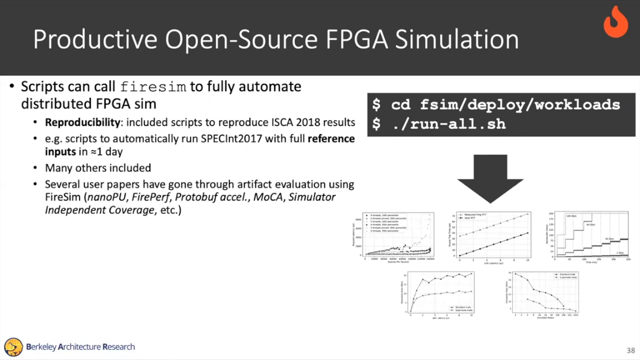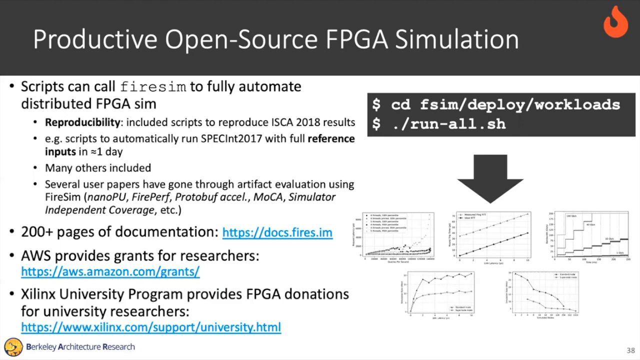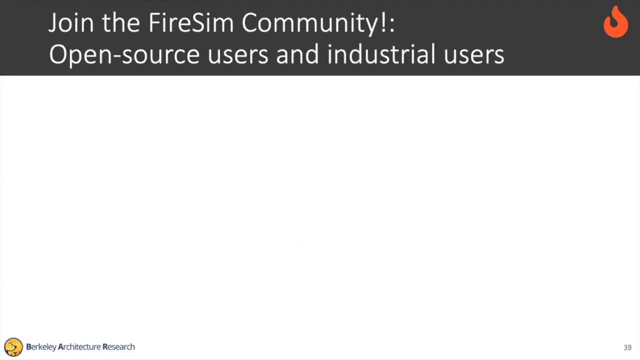Today, lots of user papers have also gone through artifact evaluation using FireSim. They've packaged up their artifacts using FireSim, given it to artifact evaluators who maybe have never even heard of FireSim, maybe have never run FireSim, and got them to reproduce the results in their papers. These are papers both from Berkeley and outside of Berkeley. There's tons of documentation. It's constantly growing. And if you're in academia, you can also get grants for using AWS from AWS. And of course, Xilinx will also donate FPGAs to university researchers.